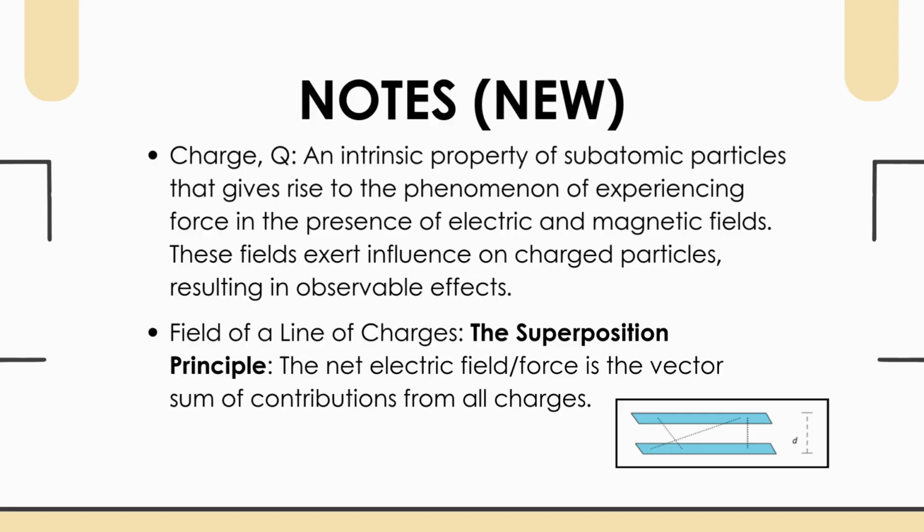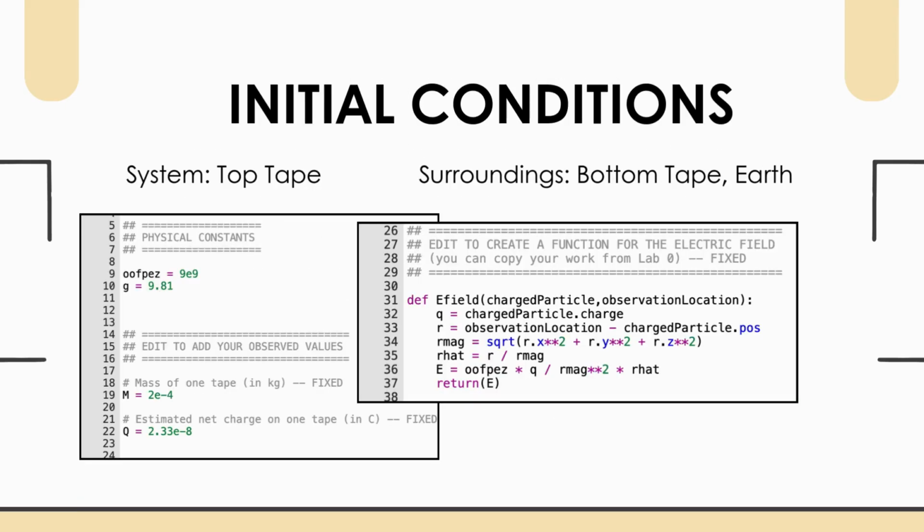We also have a new principle called the field of a line of charges, and it's important that we look at the superposition principle, which states that the net electric field or force is the vector sum of contributions from all charges. If you remember from our initial lab, we assumed that the tapes were each point charges. However, that's slightly inaccurate because the tapes are actually behaving with multiple interactions, such as that seen in the picture shown below. In this lab, we used initial conditions in our coding.